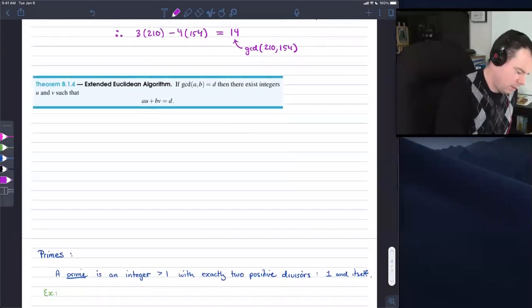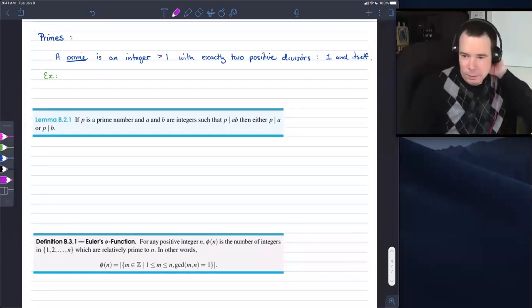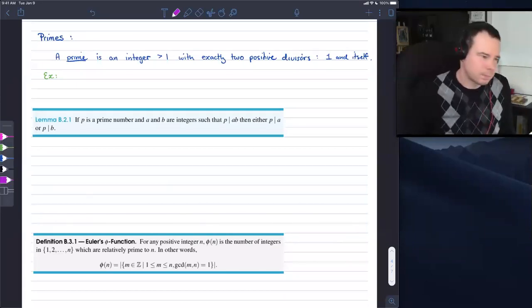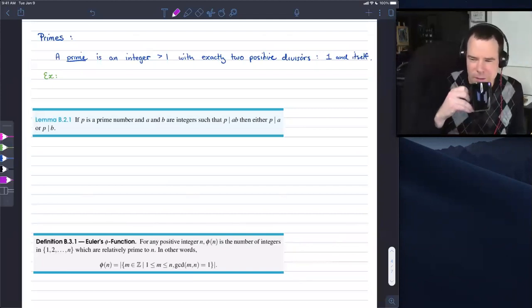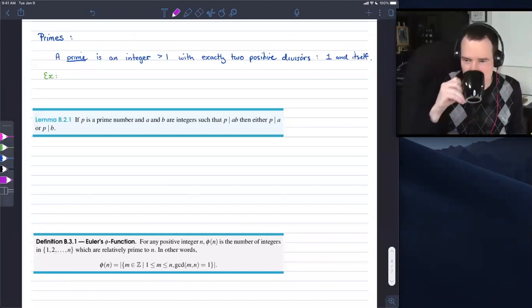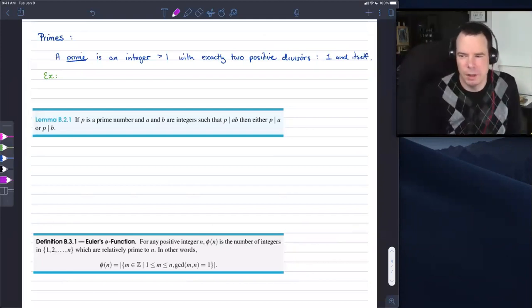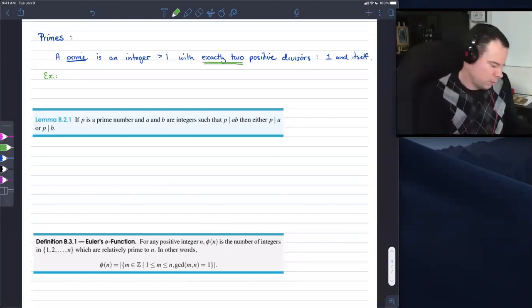Okay, so let's see where some places are that it's useful. I'm going to get into the definition of a prime. You've probably learned about prime numbers since grade school. Let's talk a little about what a prime number is, and then we'll see how the extended Euclidean algorithm can help answer some questions about primes. A prime number is an integer with exactly two positive divisors, 1 and itself.